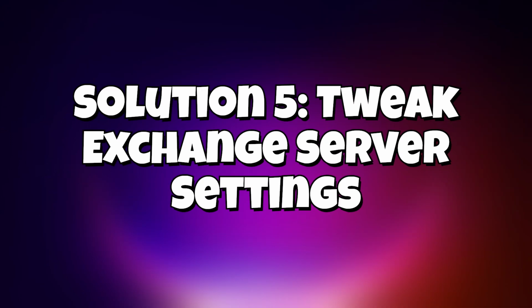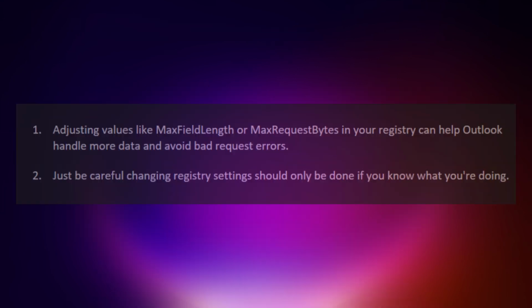Solution 5. Tweak Exchange server settings. For those using Outlook with Exchange servers, some settings on the server side might be too strict. Adjusting values like max field length or max request bytes in your registry can help Outlook handle more data and avoid bad request errors. Just be careful. Changing registry settings should only be done if you know what you're doing.